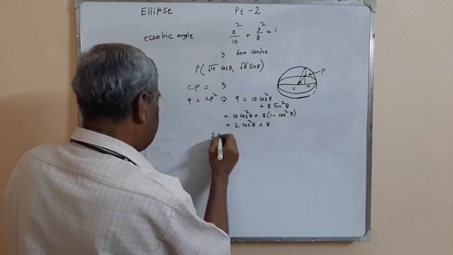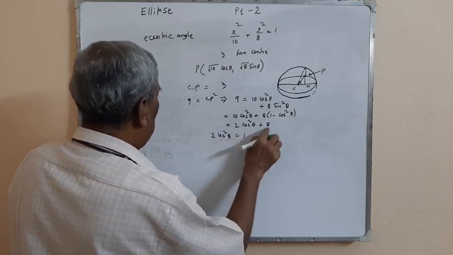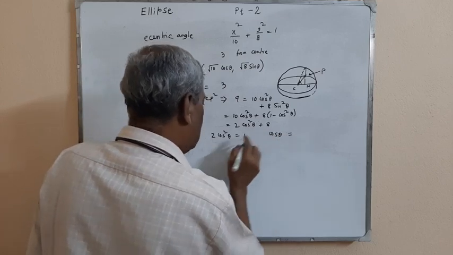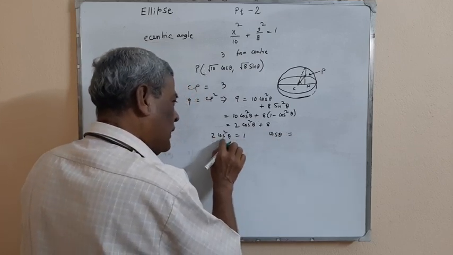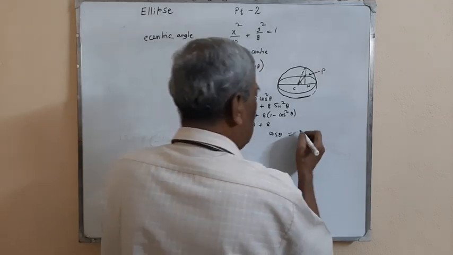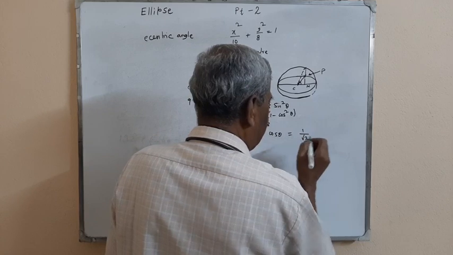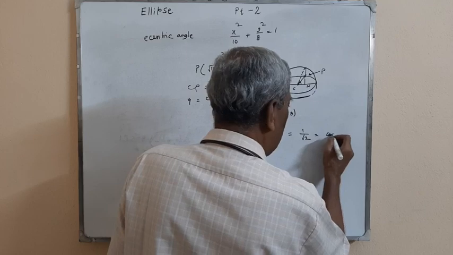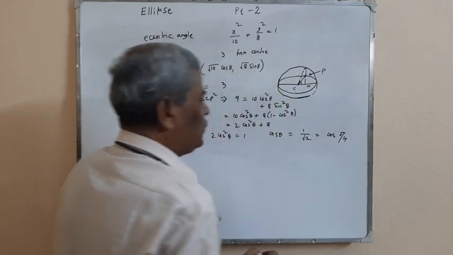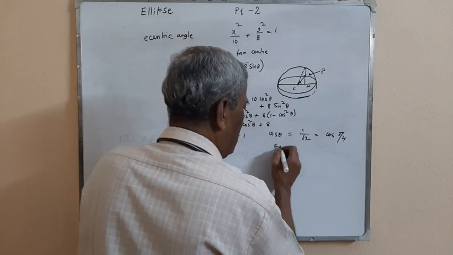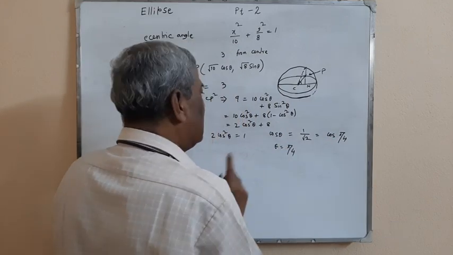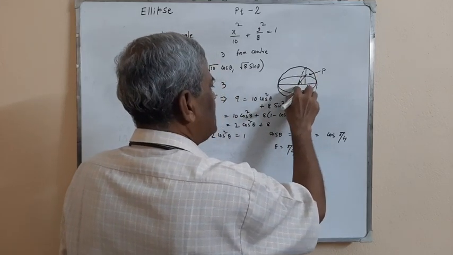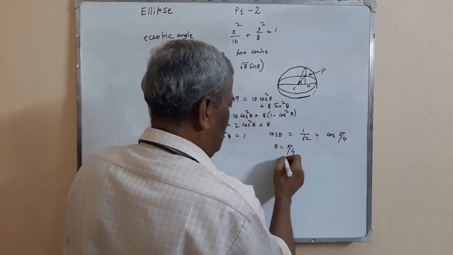So 2 cos square theta is equal to 1. That is, cos square theta is equal to 1 by 2, so cos theta is equal to 1 by root 2, which can be written as cos of pi by 4. So theta is pi by 4. So the eccentric angle of the point P, whose distance from the center is 3, is pi by 4.